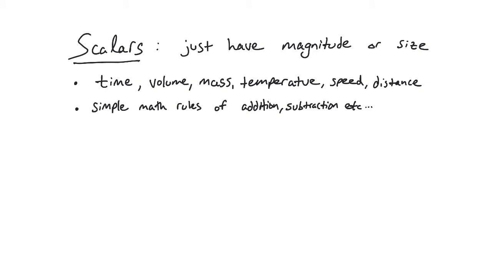So we start with scalars, and those are quantities that just have magnitude or size. So things like time, volume, mass, temperature, speed, distance. No direction associated with these things at all, but varying sizes of the quantity. A lot of times in physics also we'll just say time. To be more specific, we should say clock reading, what's the instantaneous reading on a clock, or time interval. But sometimes we'll just say time for brevity when we're talking about an instantaneous time quantity. The nice thing about scalars is that they follow the simple math rules of addition and subtraction that you know. So there's really nothing new to learn in terms of math rules for scalars.